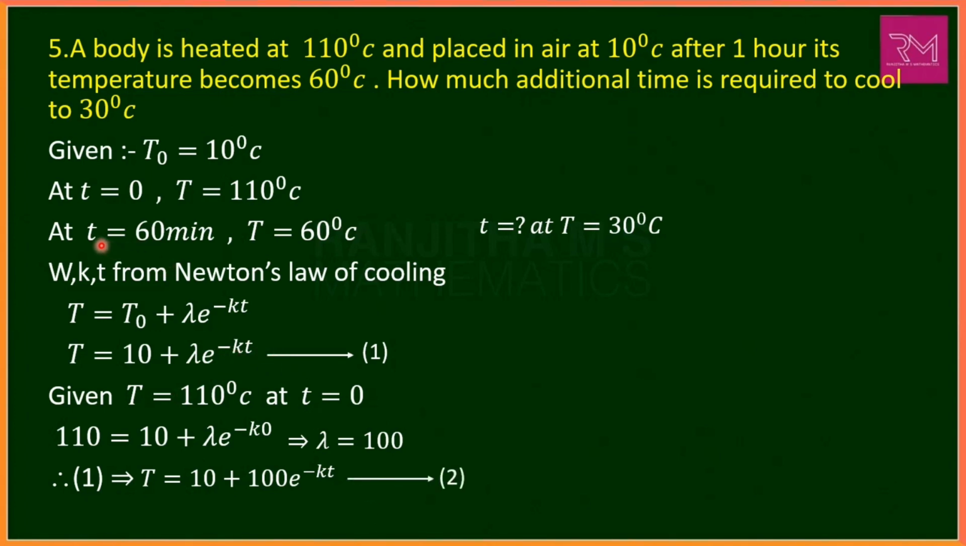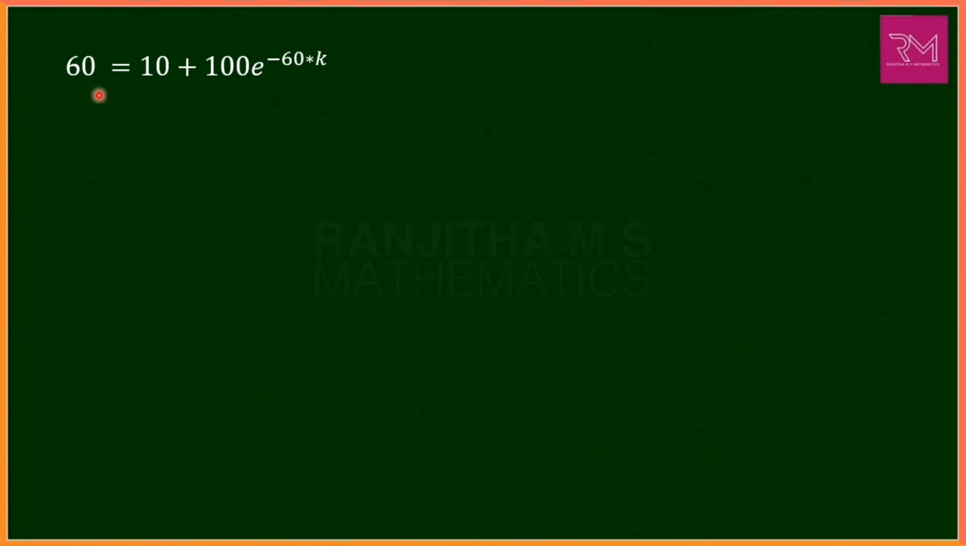Next we have to take the data at t equal to 60 minutes. We can substitute T value as 60 degrees Celsius. In equation number 2, we get 60 equal to 10 plus 100 into exponential power minus, here t is 60, into k. Take this 10 to the left hand side. 60 minus 10 is 50, which is equal to 100 into exponential power minus 60k. Here if we take this 100 to the left hand side, that becomes 50 divided by 100. We get a value of exponential power minus 60k as 0.5.